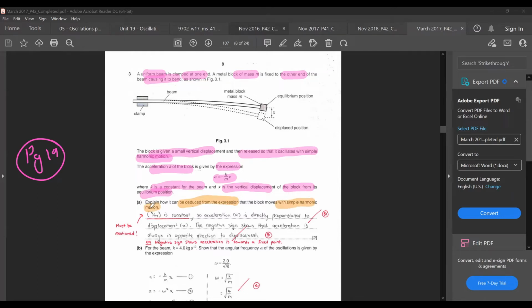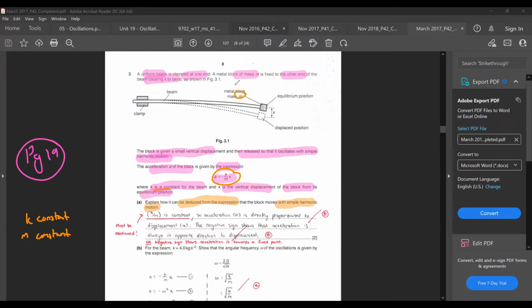So here they're asking you to explain from your given equation, how do you know it's simple harmonic motion? Now in the first place, you can say that k is a constant because they already told you it's a constant here. And then m is also a constant. M here is referring to the mass of the block.